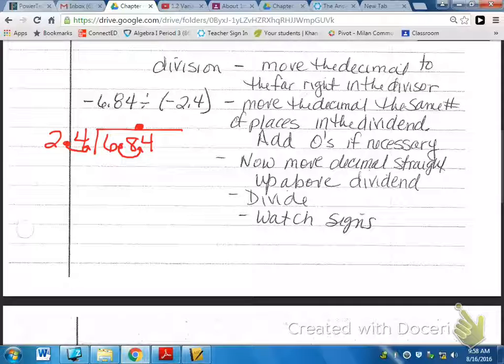All right, now we're going to divide. So basically I've got 24 now that I am dividing into 68.4. Well, 24 doesn't go into 6. Nothing. As far as 24 going into 68, I know that it goes in 2 times. So that goes above the 8. 2 times 24 is 48. And when I subtract, I'm left with 20. I bring that 4 straight down, and now I've got 204.